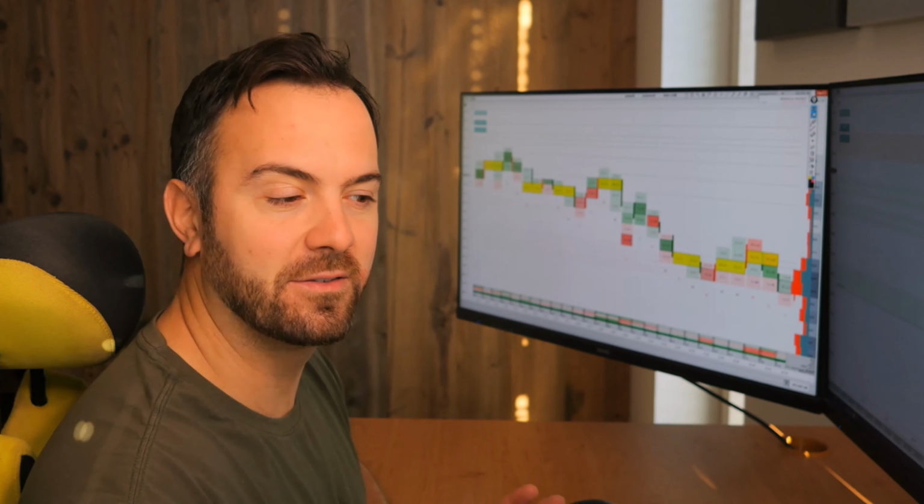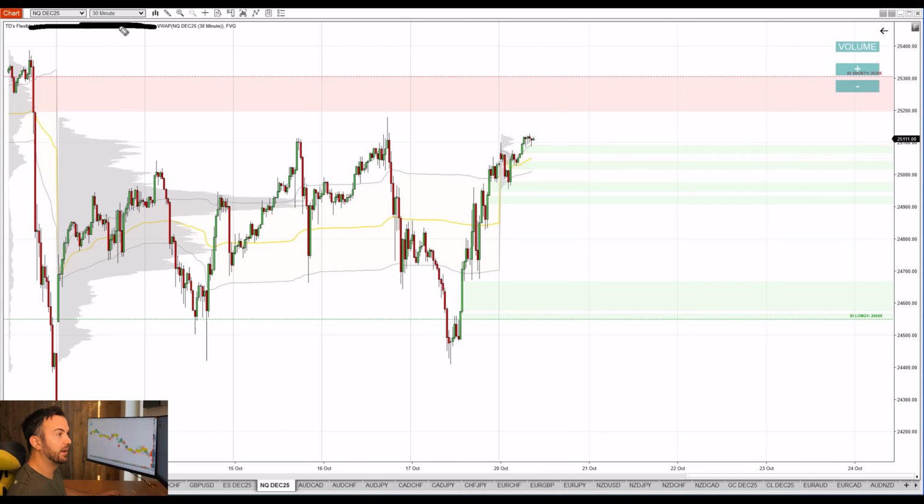What you see before you is a NinjaTrader 8 platform with my custom-made volume profile and the VWAP indicators. And this is a 30-minute chart of the NQ. What I want to talk about here is a new support which formed on Friday, and the support is right here at 24,550.